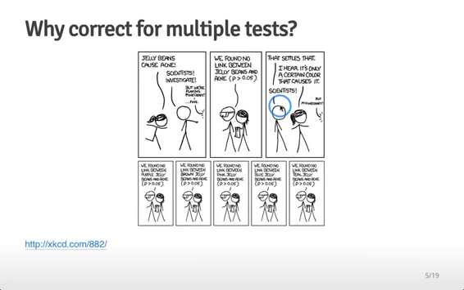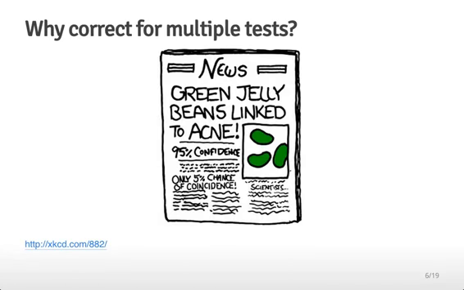The next thing that they might do is test all the different colors of jelly beans individually. Say, is there a relationship between purple jelly beans and acne, brown jelly beans and acne, and so forth? And in each case, they get a p-value greater than 0.05, so they don't report a significant result. Until finally, after they test over 20 different kinds of jelly beans, they come up with one that is significantly associated with acne: green jelly beans.